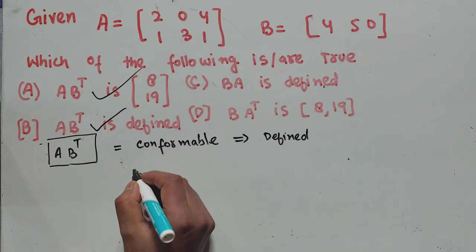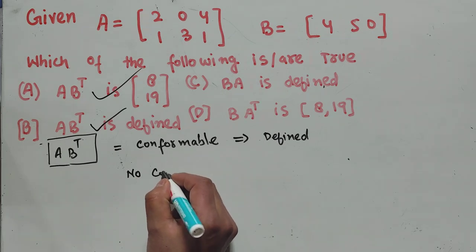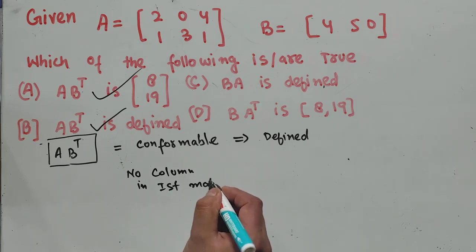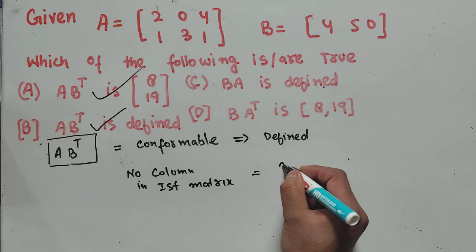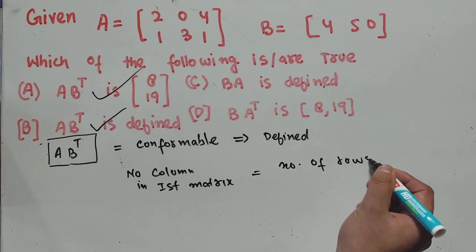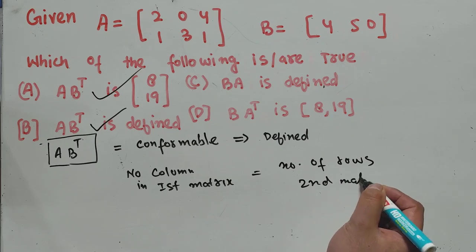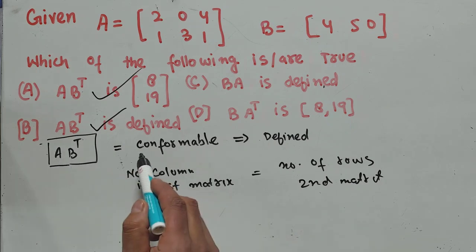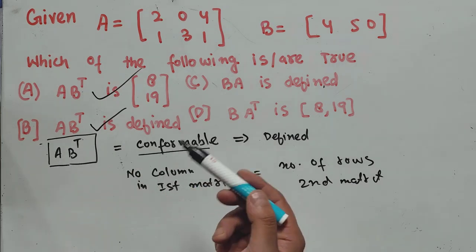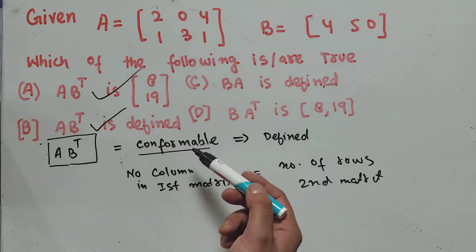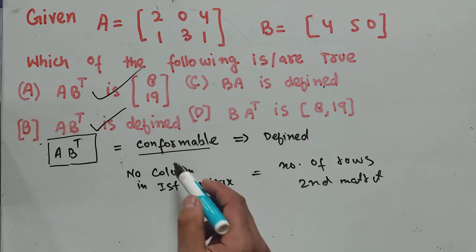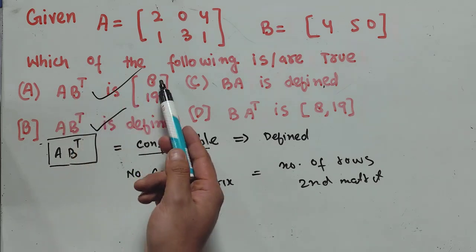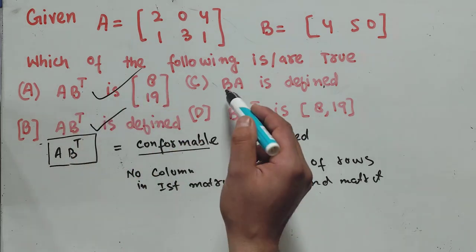Conformable means simply that the number of columns in the first matrix is equal to the number of rows in the second matrix. I will not repeat it. We say two matrices are conformable if they are conformable for multiplication. If they are conformable, that means the product is defined. Since we saw in the earlier option the product came out to be 8, 19, it is defined.